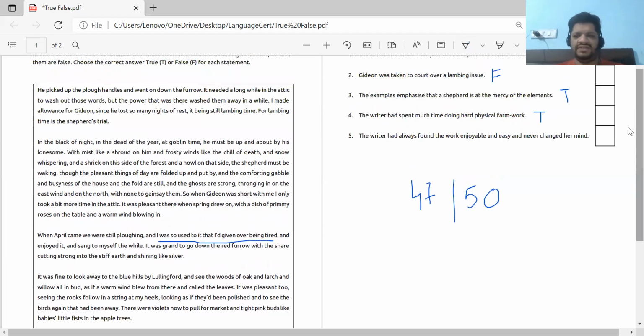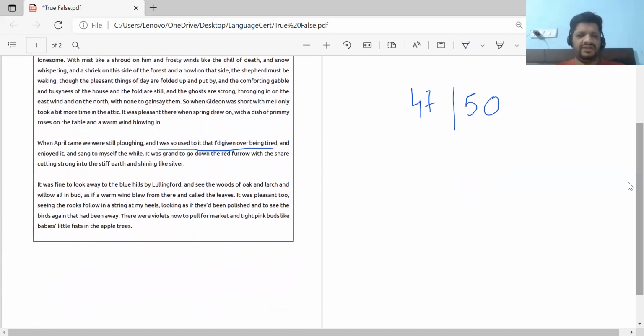And the last question is, I have taken this sheet from their official website, and so the questions are authentic, and so is the passage. It was fine to look away to the blue hills by Lullingford and see the woods of oak and larch and willow all in bud. In bud means that they have not grown, or they are still, you know, in their primary stage.